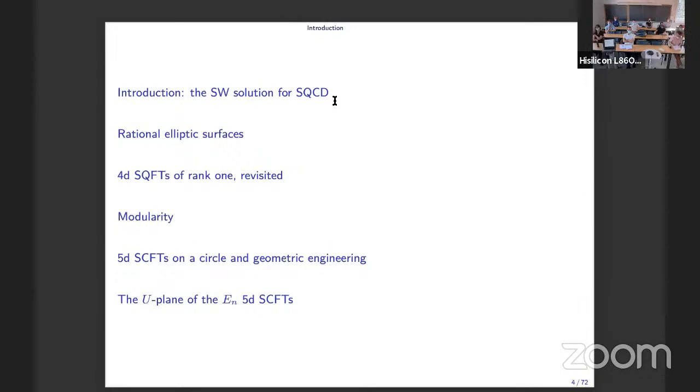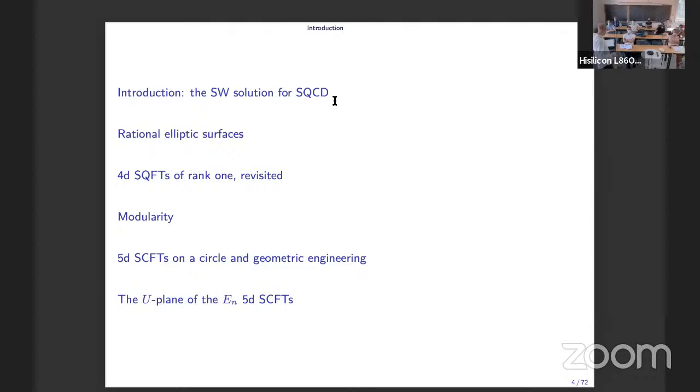So this is the outline. I will introduce a rather large introduction about Seiberg-Witten geometry, 4D N=2 supersymmetric theories, in particular SQCD. And then I will discuss this setup in the slightly more formal sense of a geometric setup of rational elliptic surfaces, and using that revisit a bit the well-known story about rank 1 theories.